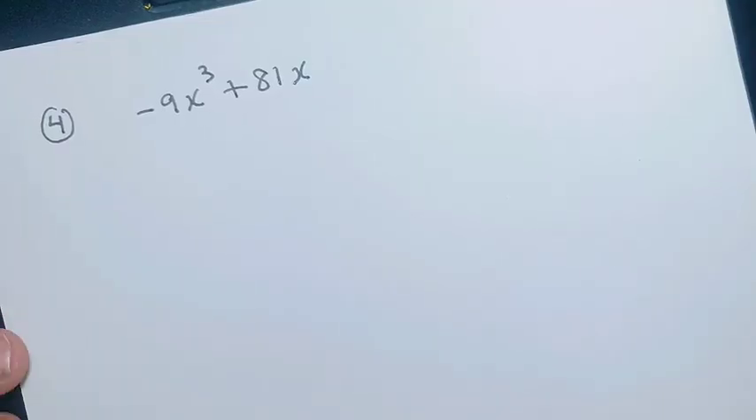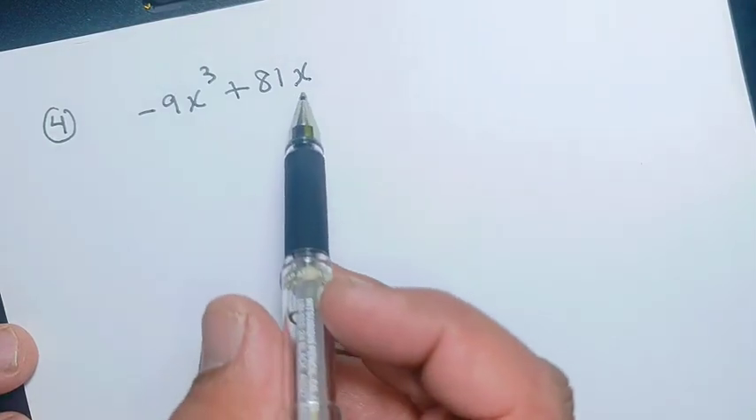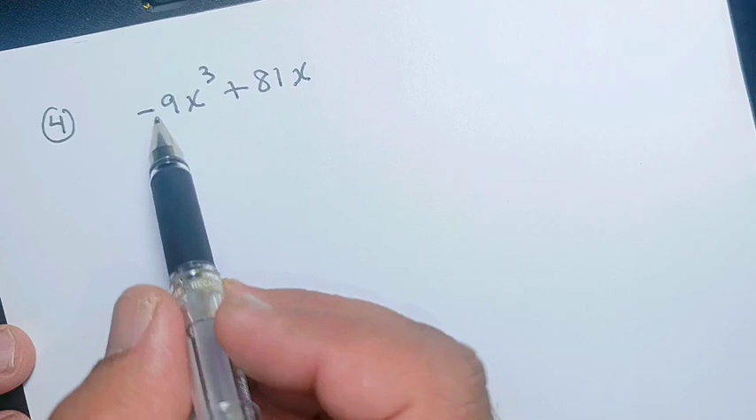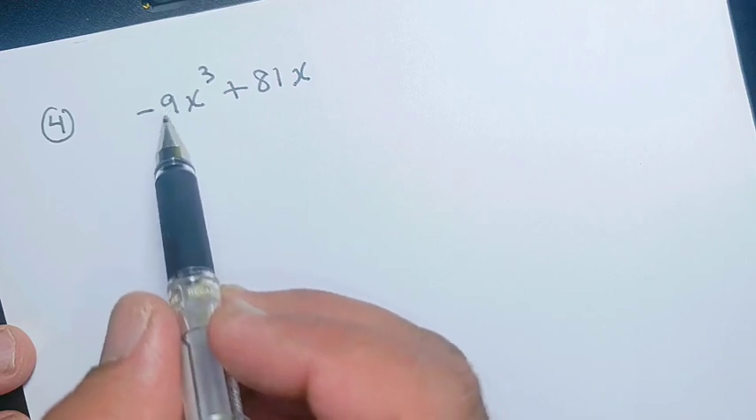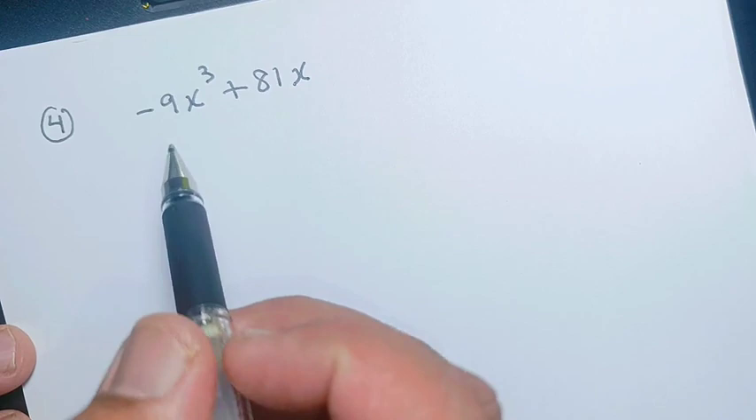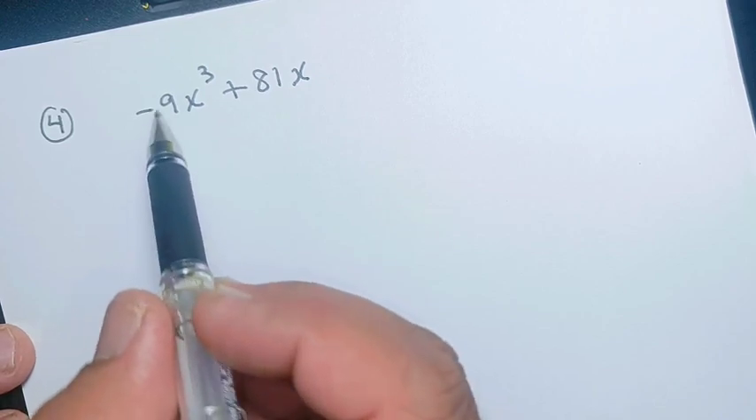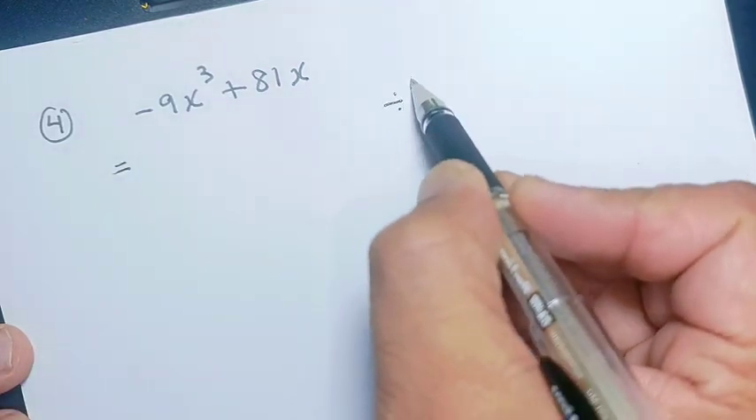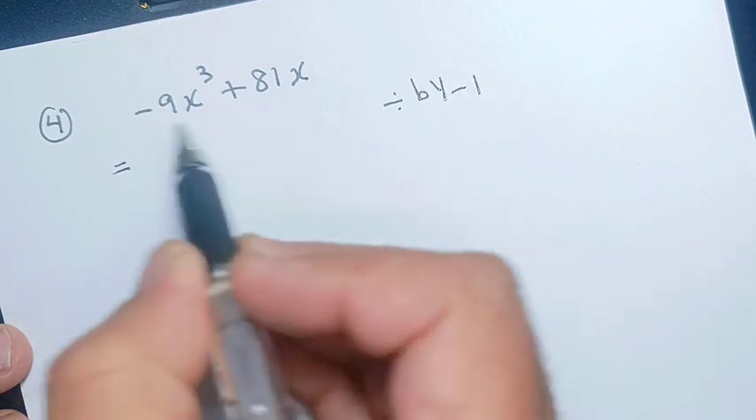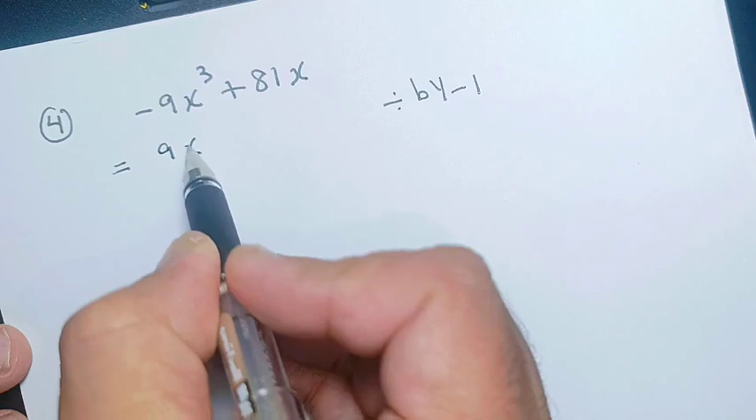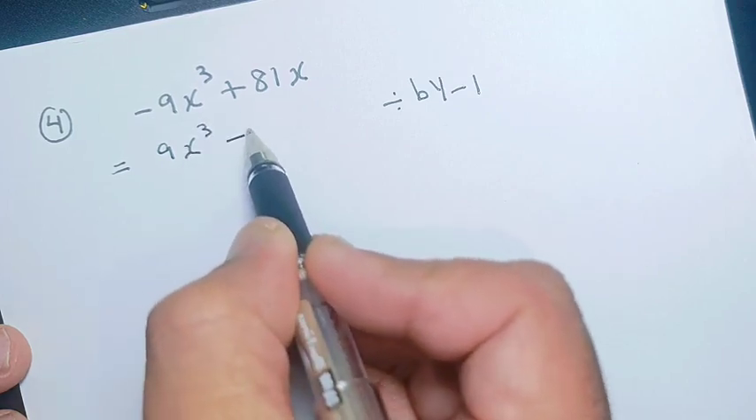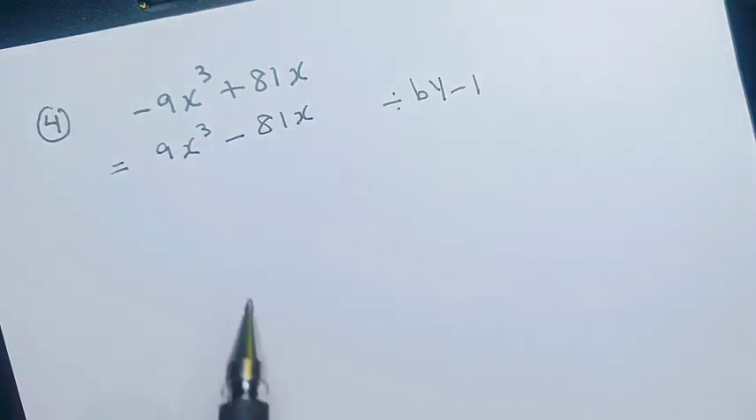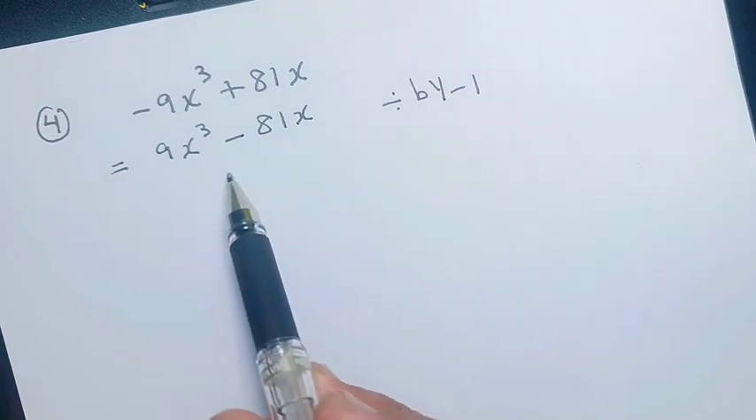So I have a question now, negative 9x power 3 plus 81x. According to the rule I told you, if you see the first term with a negative sign, we must divide by negative 1. The negative sign must go inside the expression. Have a look here. So we divide by negative 1, the negative becomes positive, and positive becomes negative.